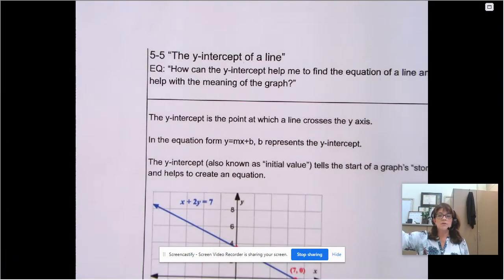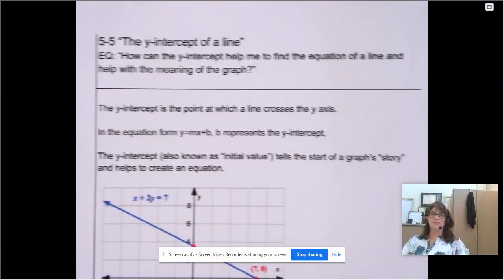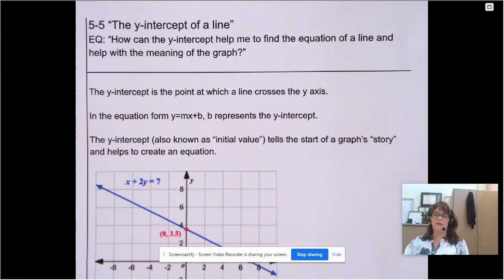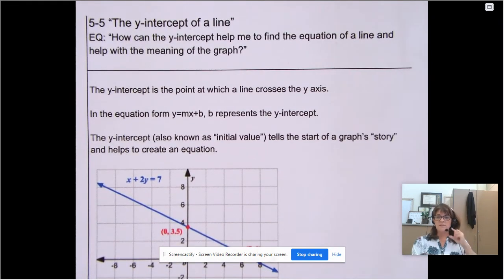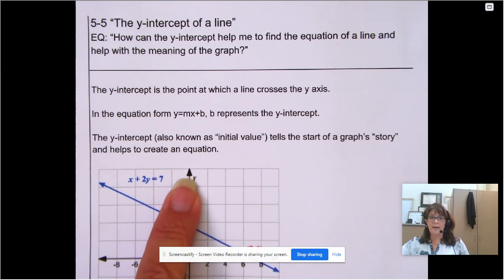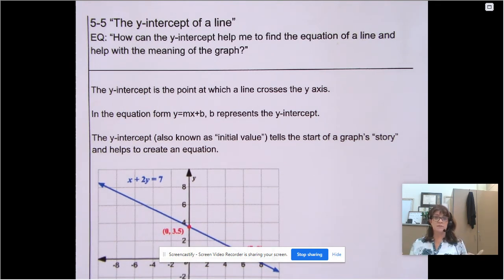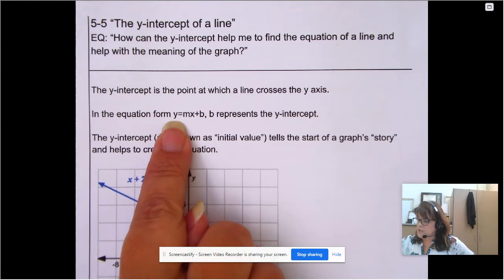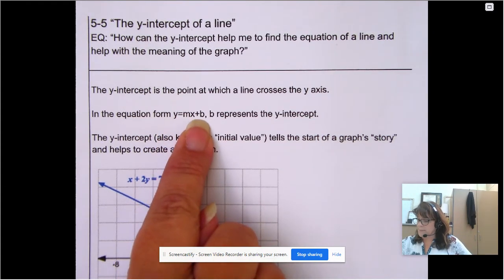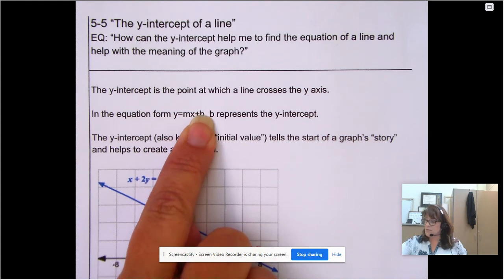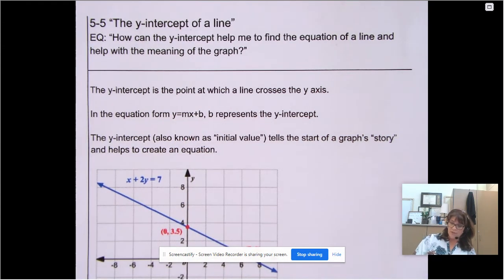Everybody. So today's lesson is focused on the y-intercept of a line. I know I've probably hinted at this in class, but the y-intercept of a line, not to overcomplicate it, is as simple as: where does the line cross the y-axis? That's it. That is what the y-intercept means. So if the equation is in the form y equals mx plus b, the letter b, which is standard notation, represents the y-intercept.